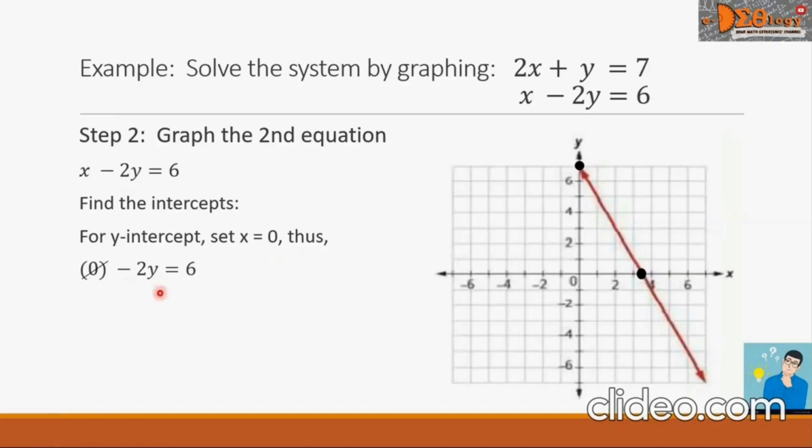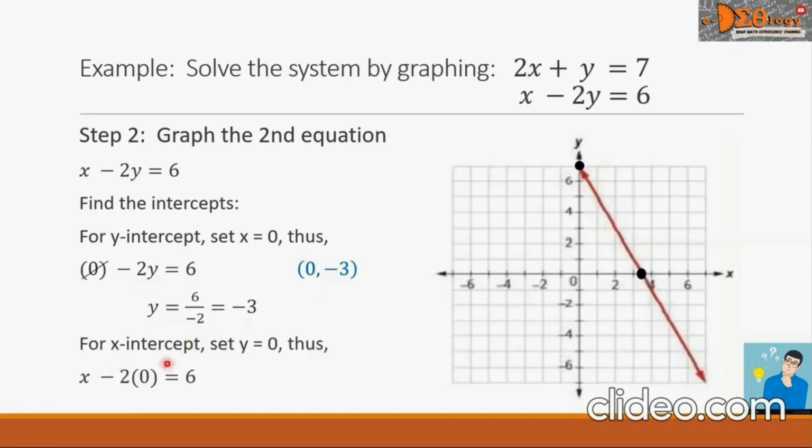If we do that, this negative 2 will be deleted from y. So we now have y equals 6 over negative 2. When we simplify this, we will get the value negative 3. So the ordered pair for the y-intercept is 0, negative 3.